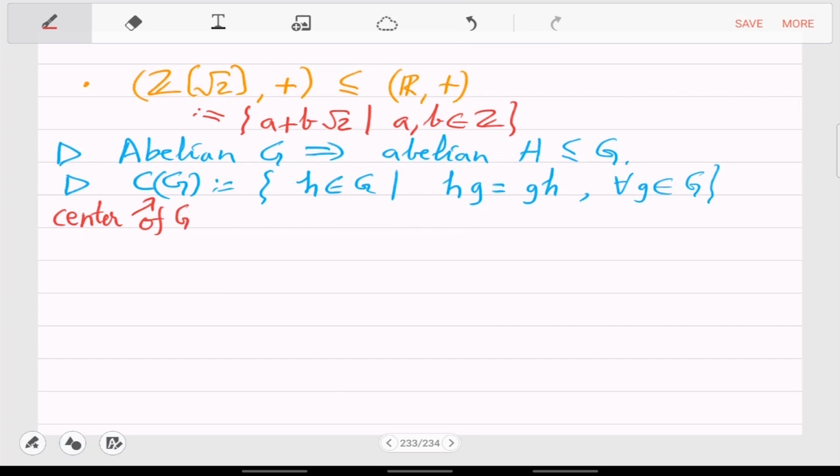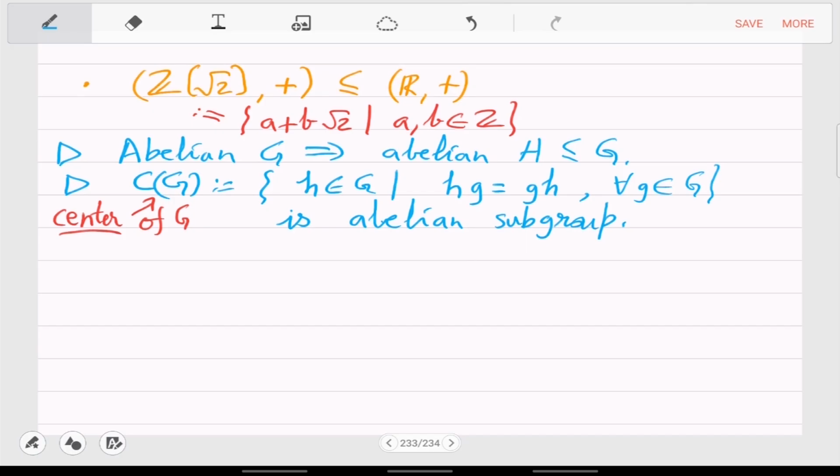And its properties are, is it a group? So if h1 commutes with everything and h2 commutes with everything, then you can prove that h1 h2 also commutes with everything. Just a consequence of these two identities. And so it's a group. Is it an abelian group? Okay, so the center is an abelian subgroup, irrespective of what G was.